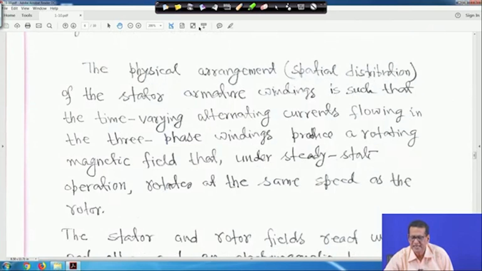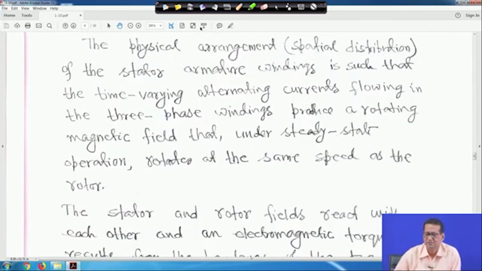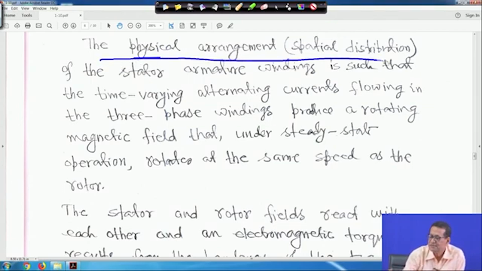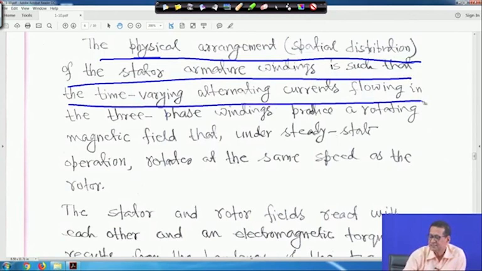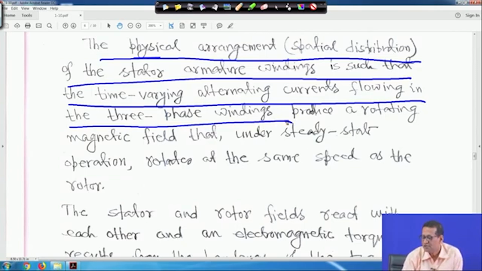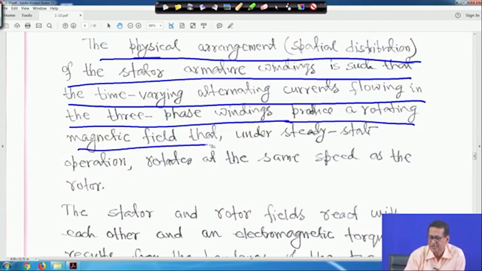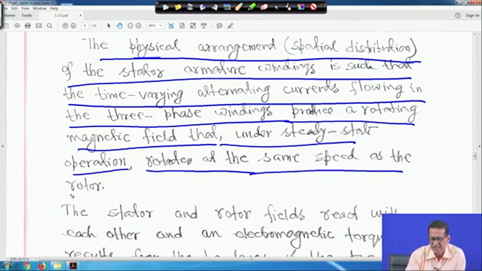So, the physical arrangement, that is the spatial distribution of the stator armature winding, is such that the time varying alternating currents flowing in the three phase windings produce a rotating magnetic field that, under steady state operation, rotates at the same speed as the rotor.